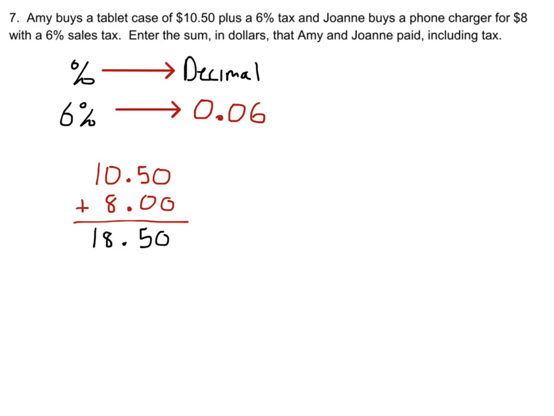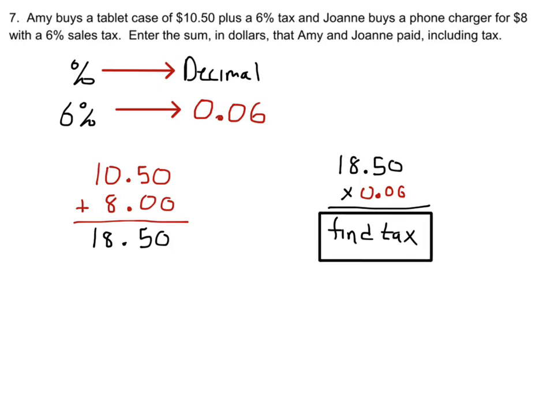That equals 18.50. And now, I could do 18.50 times my tax. So then multiply by the tax, and this will find the tax. And all you have to do after that is add these two things together, and this will equal your sum. How about that? That's a nice little word. Your sum. Okay?